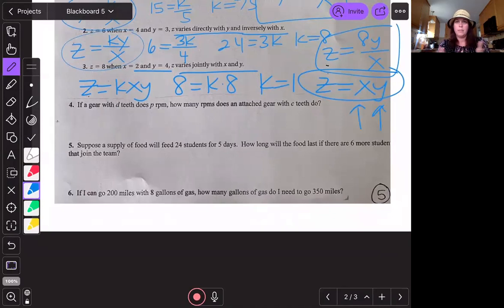Remember I talked about being proportionate. As x goes up, y goes up, or if x goes up and y goes down, they're inversely related. So proportions or products, okay.